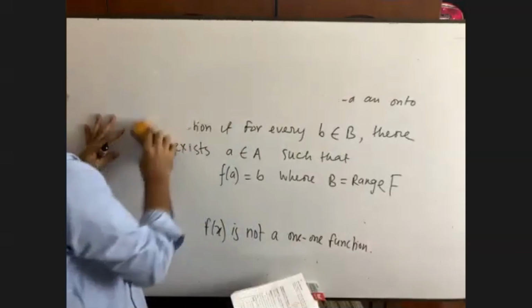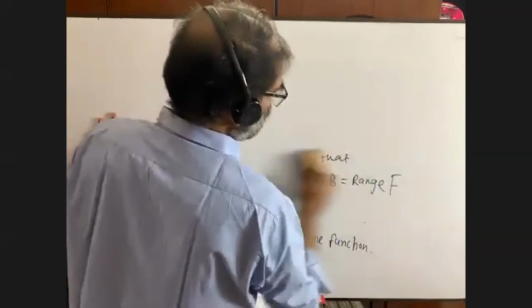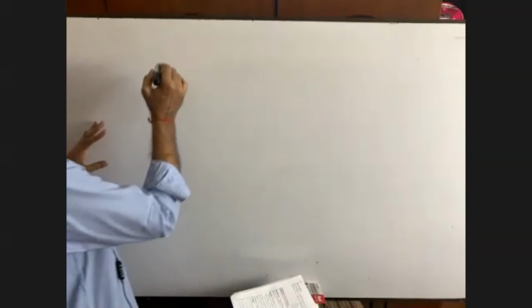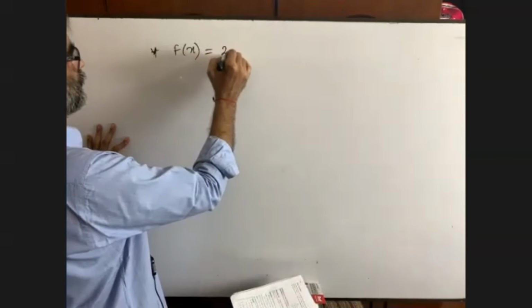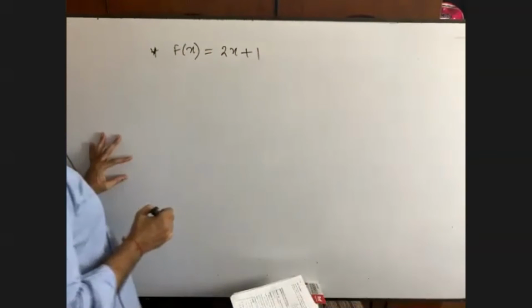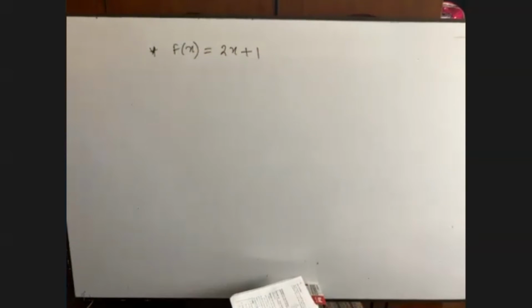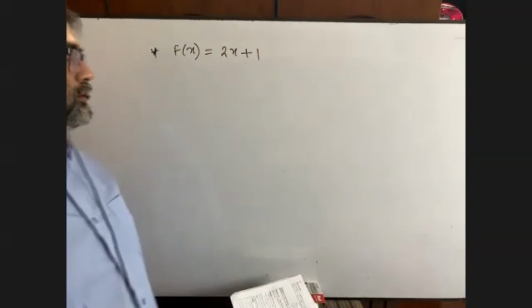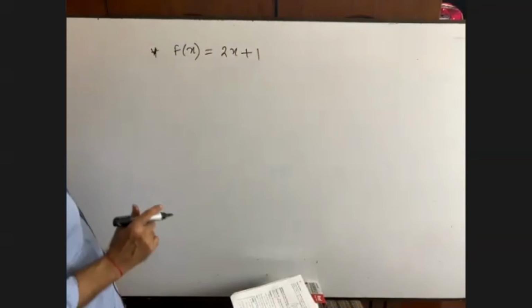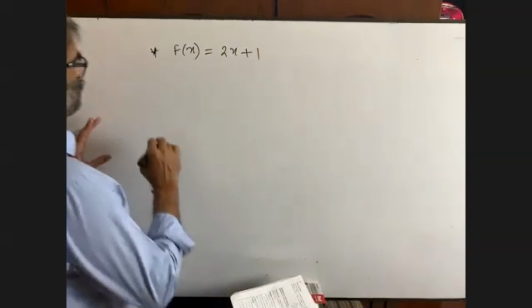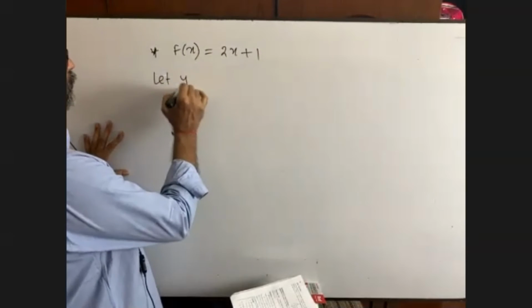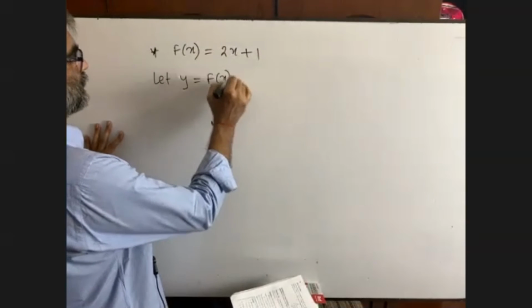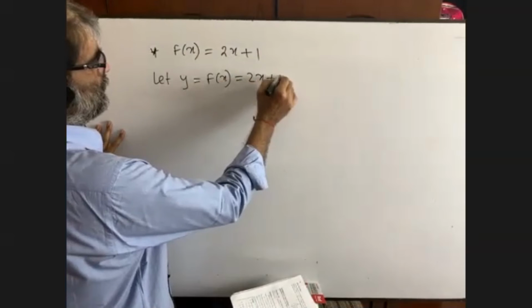Okay, let us do some math, then you'll come to understand. Suppose a function is given, f of x equals 2x plus 1. You have to determine whether it is an onto function or not. Very good. For an onto function, you write down "let" every time. Let y equals f of x, which is equal to 2x plus 1.